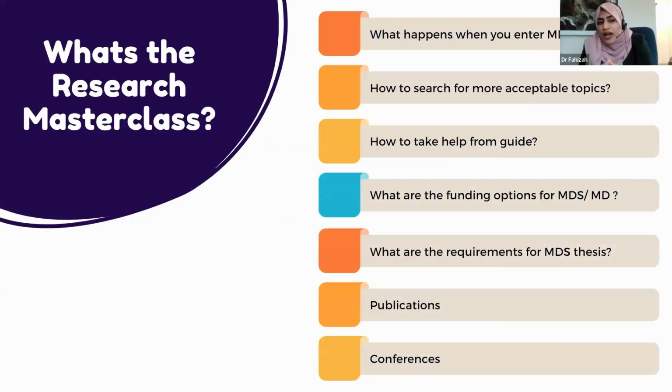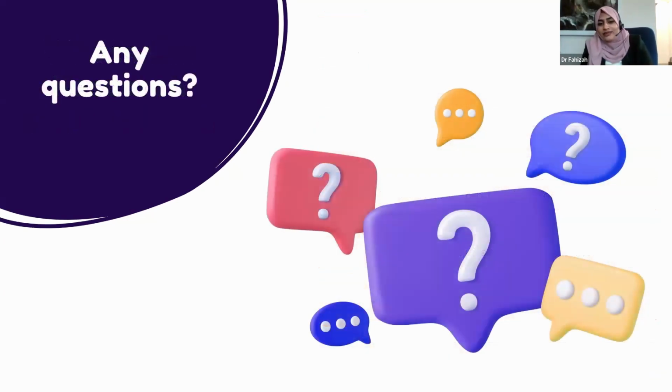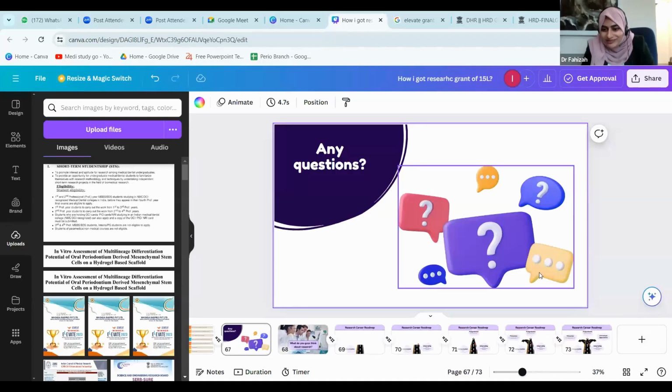Now, we are going to have another research masterclass for postgraduate students as well. It will cover what happens when you enter MDS, how to search for more acceptable topics, how to take help from the guide, what the funding options are for MDS and MD students, what the requirements for thesis are, how to do publications, and how to present in conferences. All that will be explained in the research masterclass for postgraduate students. So I think that's about it. I don't know if I spoke for long.